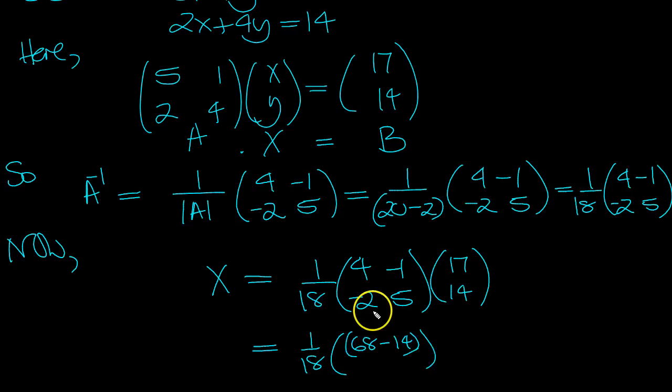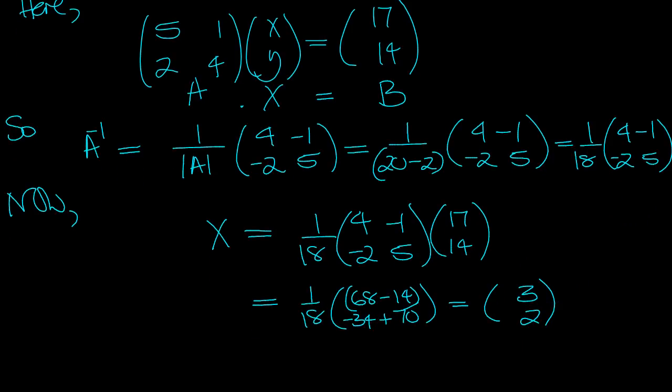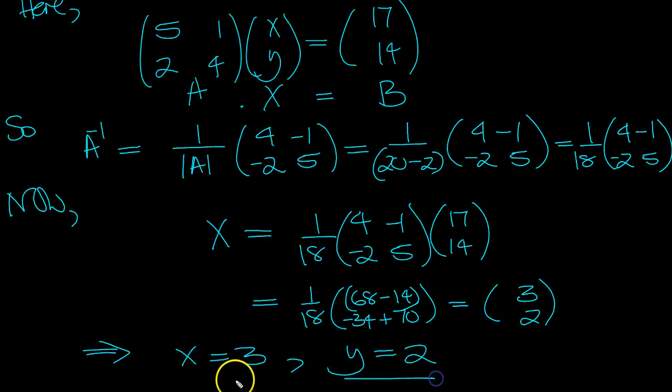And then second row first, minus 34 plus 70. 5 14s are 70. So this is 68, take away 14 is 54, over 18 is 3. And minus 34, plus 70 is 36, and then 36 over 18 is 2. So we can read off the entries now, can't we? Because this X matrix is the X and Y entries. X equals 3, Y equals 2, and this is the solution.